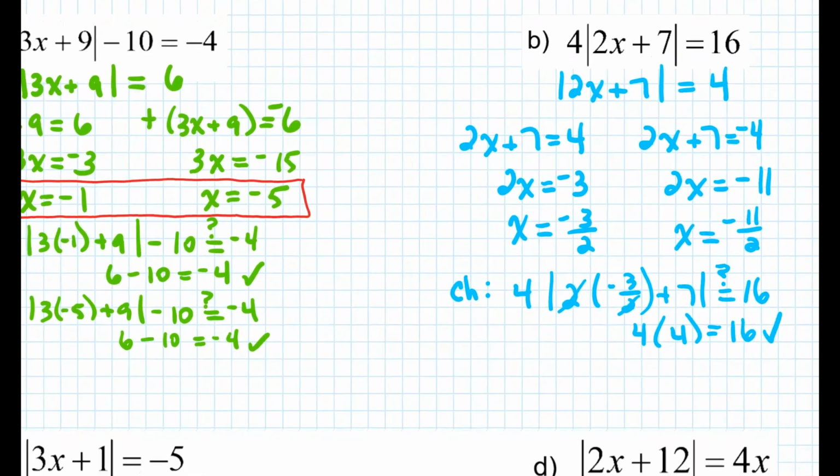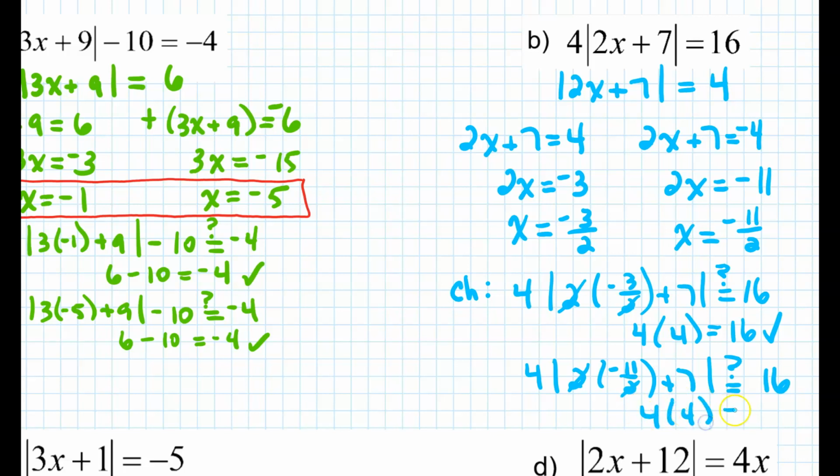And our other one, 4 times the absolute value of 2 times negative 11 over 2 plus 7. Does that equal 16? And again, those 2's will divide out. Negative 11 plus 7, negative 4. But the absolute value of negative 4 is 4. And again, we get 4 times 4. And does that equal 16? Yes. So in this case, again, we have 2 solutions. X equals negative 3/2 and x equals negative 11/2.